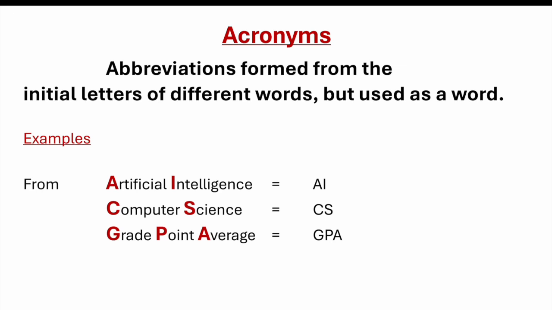Acronyms. Basically, here words are formed by using the initial letter of each word. So the abbreviations formed from the initial letters of different words but used as a word. Very common example we have UNO, and here we have very simple examples. Artificial intelligence, AI, computer science, CS, grade point average, GPA.